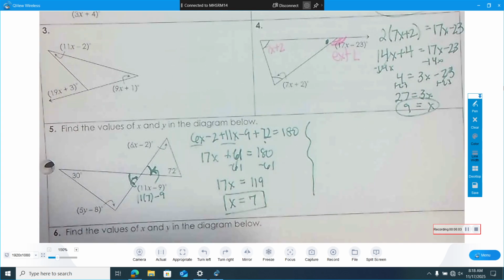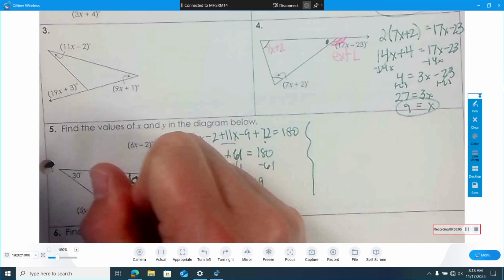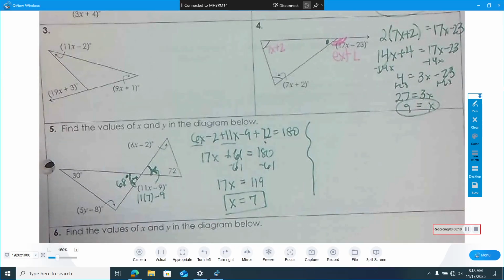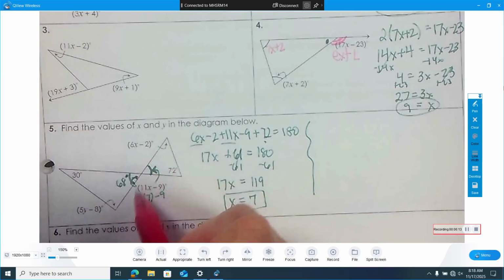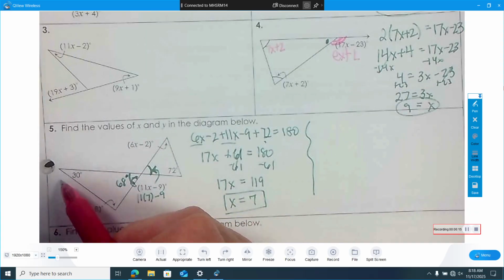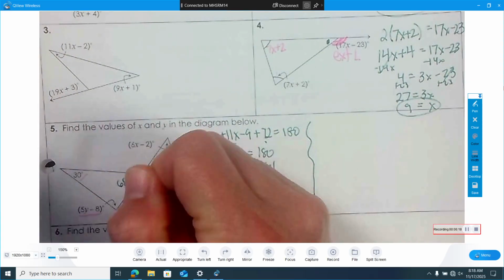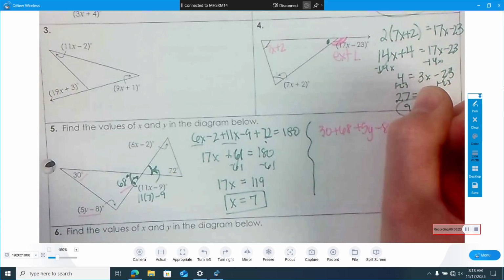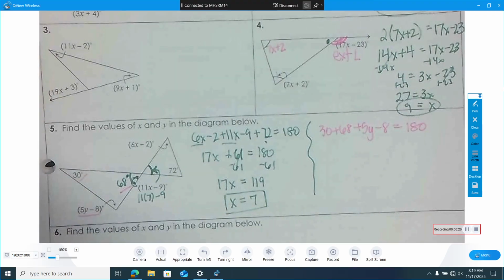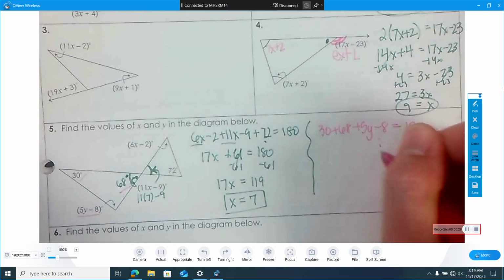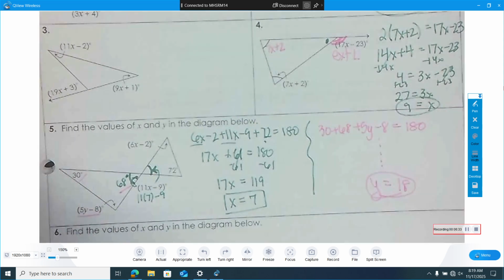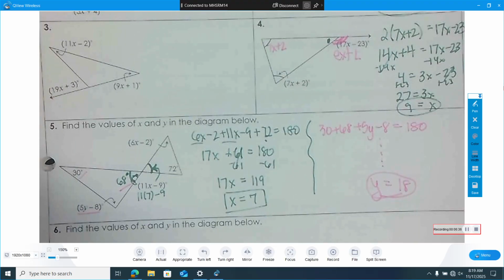So that's 77 minus 9, 68. 68 degrees. So now that green angle there is 68 degrees. And now we can add up the angles in this triangle. So 30 plus 68 plus 5y minus 8 should also equal 180 degrees. Do I need to solve that, or can we just say we did it? We did it. All right, y equals 18. Beautiful. All right, so definitely need to be able to plug in, figure some stuff out.